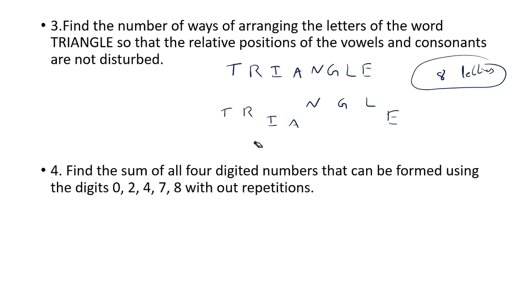So I can arrange this I, A and E among these 3 places only. And in the remaining places I can arrange these consonants. So consonants have 1, 2, 3, 4, 5 blanks. We have 5 places for consonants, and these 5 places we can fill with these letters. Therefore, the total number of ways of arranging these letters is equal to 5 factorial times 3 factorial. Or else you can divide this task into two parts. W1 is to arrange vowels. W2 is to arrange consonants.